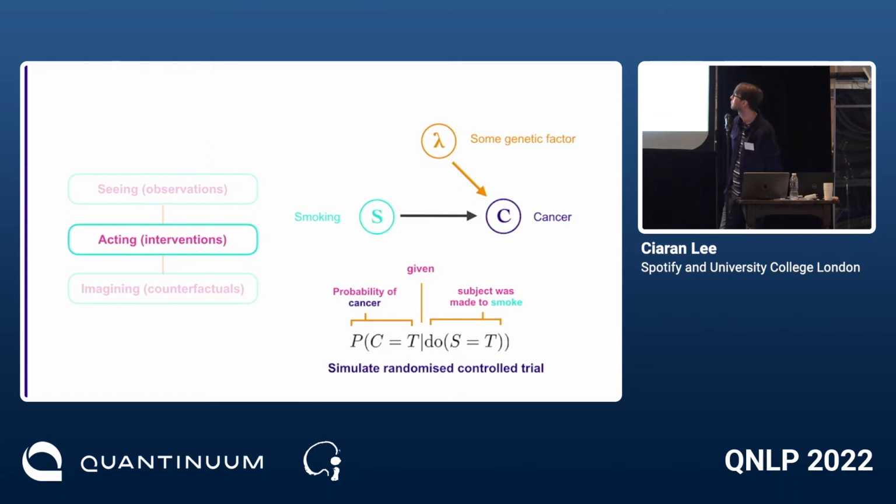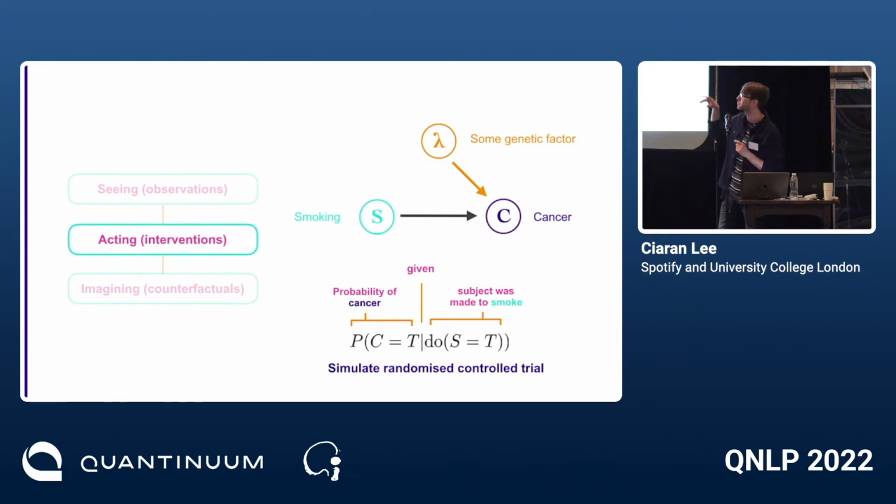So it's meant to formalize this idea of reaching into my model and forcing some variable to take a certain value. This is what happens in a randomized control trial. I'm forcing some randomly selected group of people to smoke, forcing another subset to not smoke. And this do operator, this do notation here, is what's telling me that.